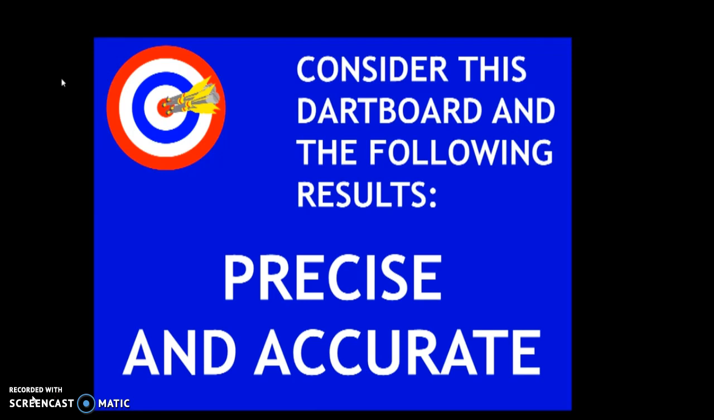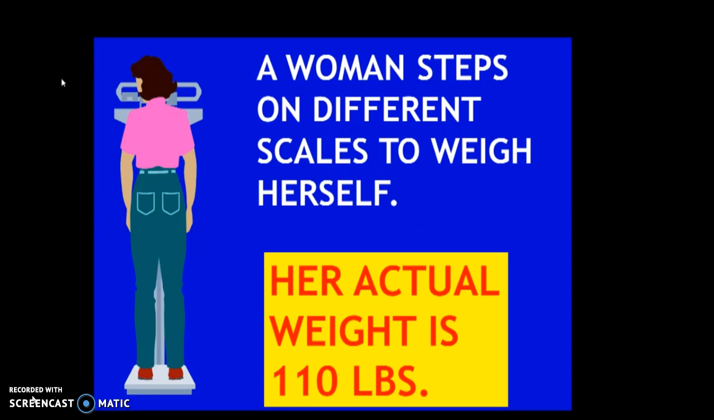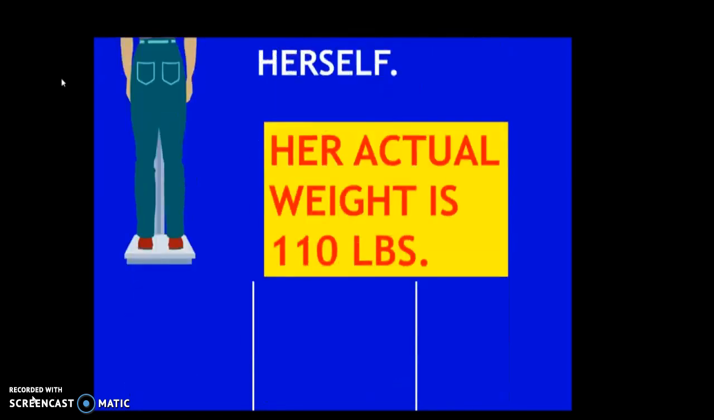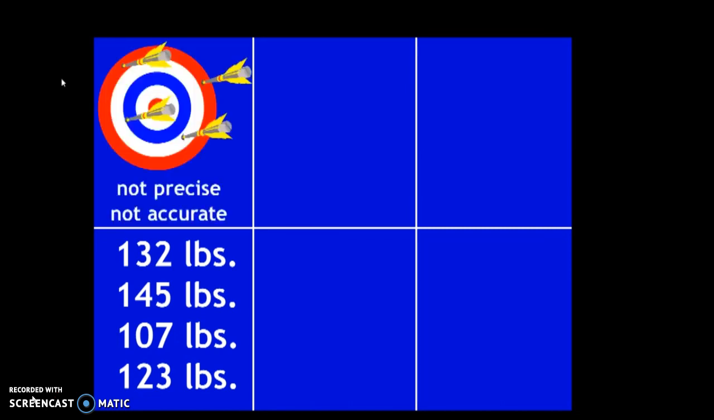Well, now that you understand the difference between precision and accuracy, let's see an example with some numbers. A woman gets on the scale and she wants to decide if the scale is an accurate scale. So she decides to weigh herself on different scales, and her actual weight is 110 pounds. So on the first scale, as you can see from these four measurements, these numbers are not close together, and they are not, except for maybe 107 is sort of close. They are not close to her true weight, which is 110 pounds. So like the first dartboard, these measurements are not precise and they are not accurate.